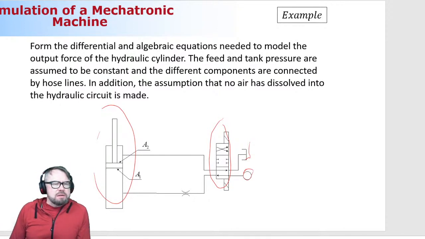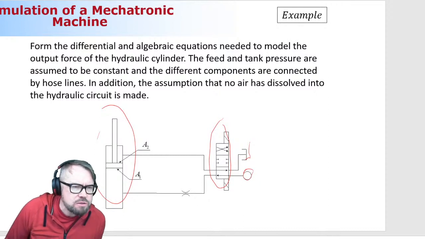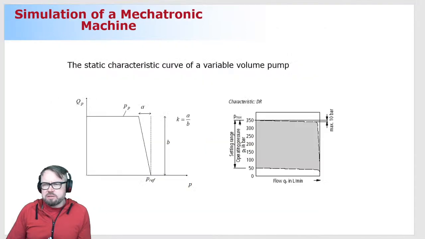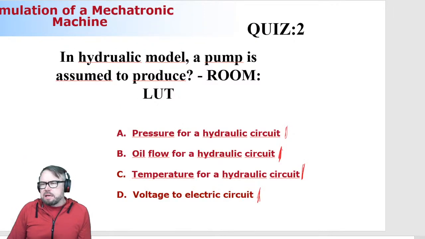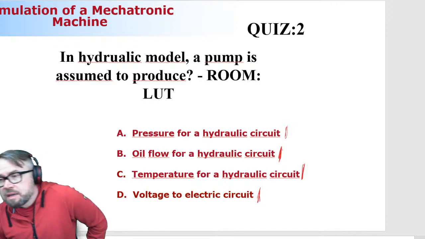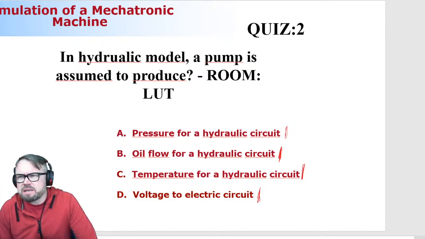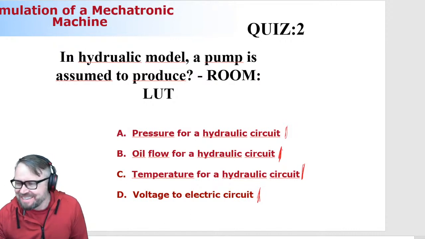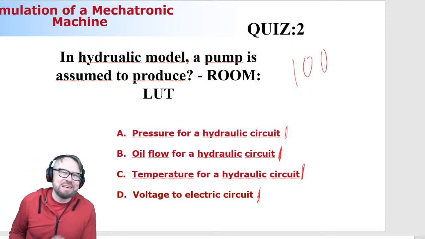I see we have 89 answers. We have 51 answers, so 22 students are not sure what to answer. Let me put this back for a few seconds so you know that there is an in-class quiz going on. In the hydraulic model, a pump is assumed to produce what? Pressure, flow, temperature, voltage. And it seems you have lost your self-confidence, because no one is voting 100% anymore. I'm voting 100%. That's my lottery.